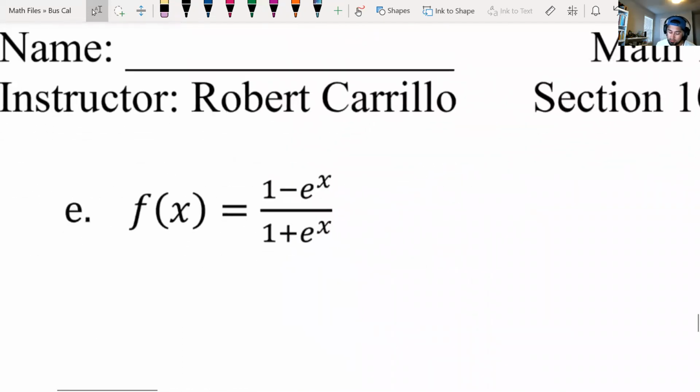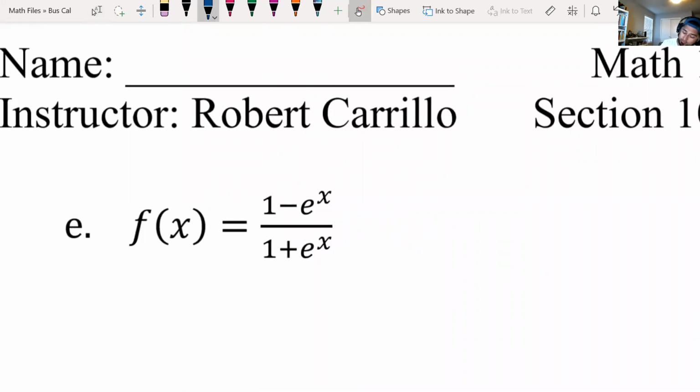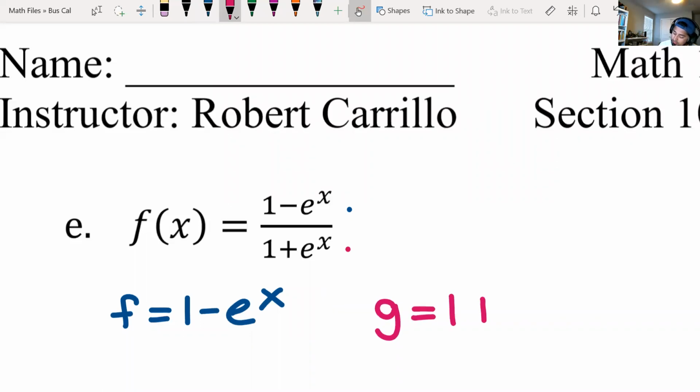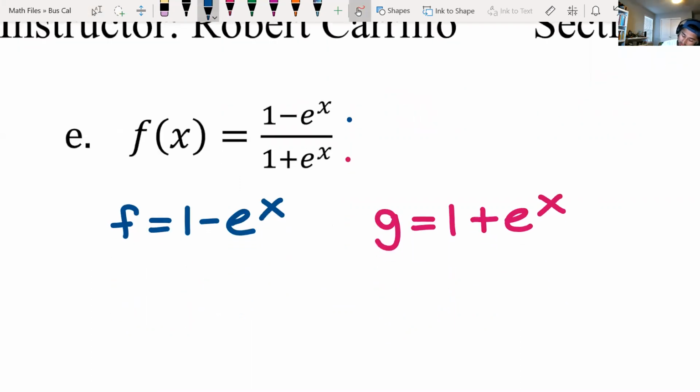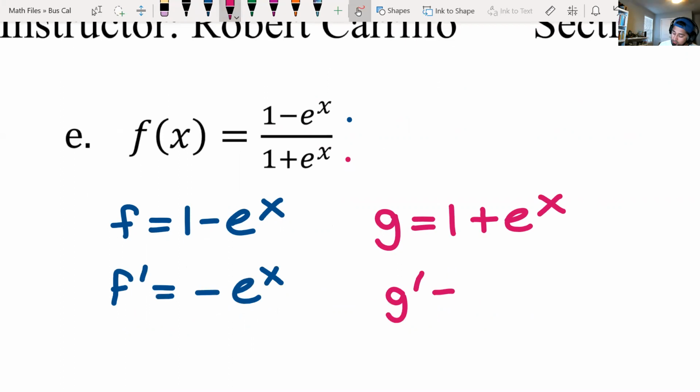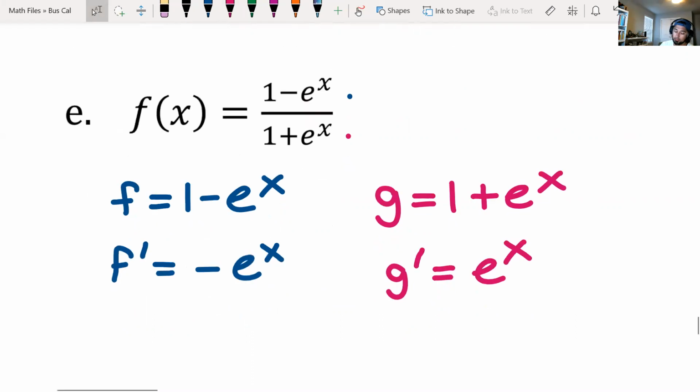Here we go. Again, 1 minus e to the x over 1 plus e to the x. Numerator is f. Denominator is g. So f is 1 minus e to the x. G is 1 plus e to the x. F prime would be negative e to the x. And g prime would just be e to the x.